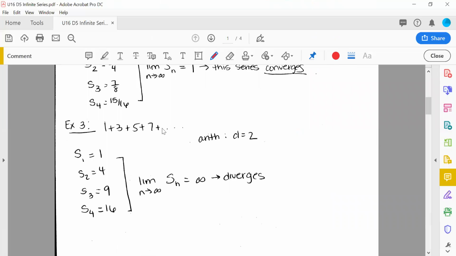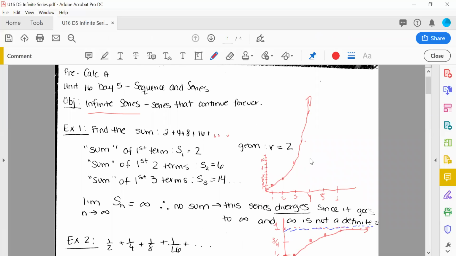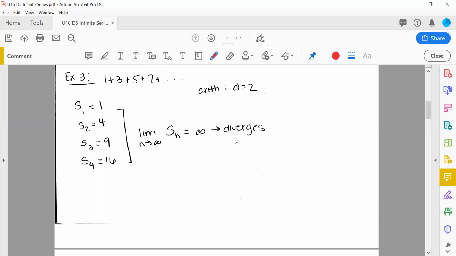All right, 1, 3, 5, 7. Now, first off, this is arithmetic, and we're adding by 2 each time. And the terms are getting larger and larger each time. You add 3, then you add 5, then you add 7. It's not going to look exactly like this, but yes, it's just going to go up to infinity. So it's going to diverge.